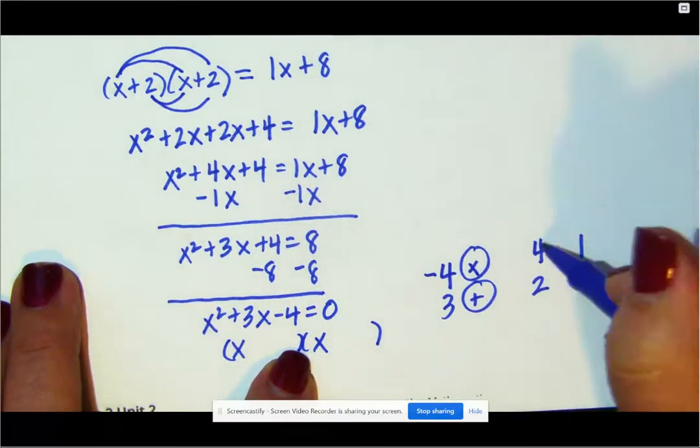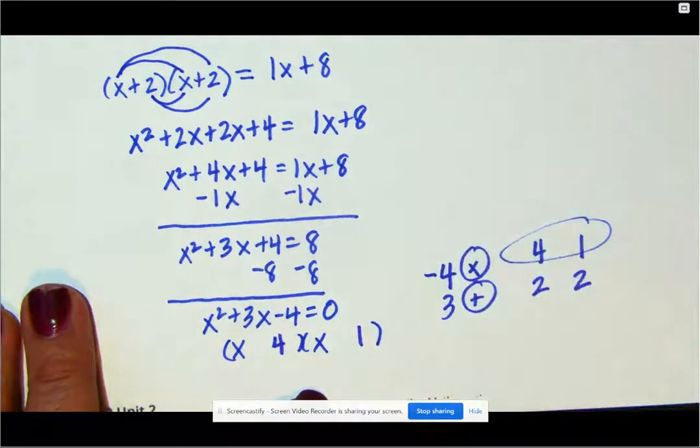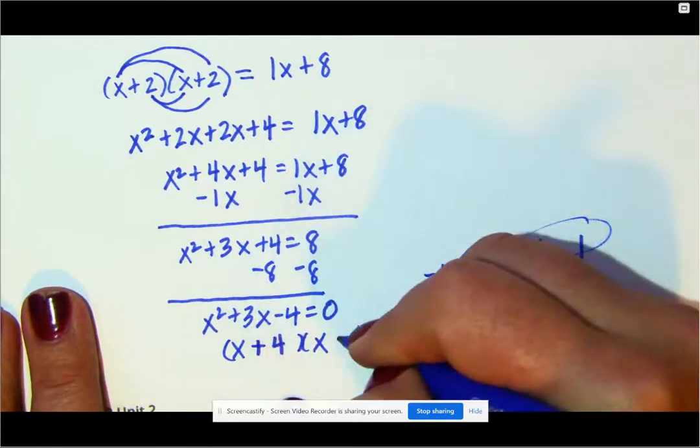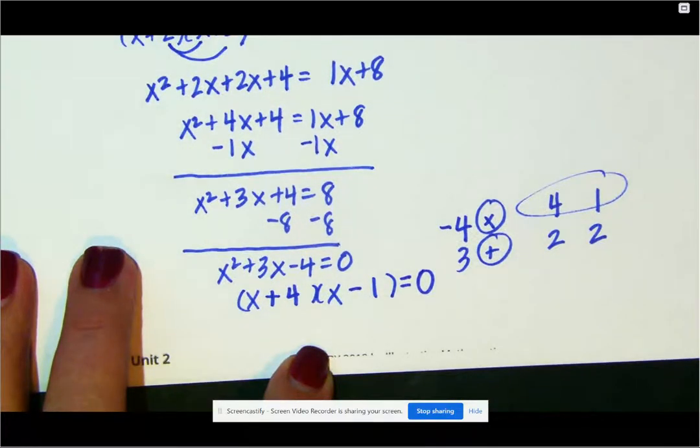So which one of those combos could make 3? 4 and 1. Drop those in. I need them to add up to a positive 3. So 4 is positive, 1 is negative. Okay, now that's just factored. Now I need to state the solutions.